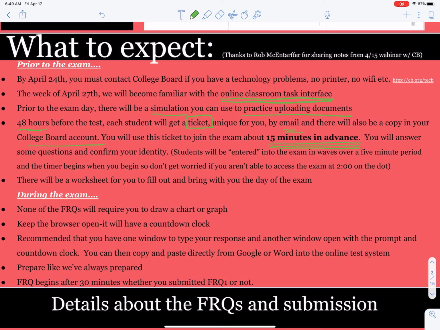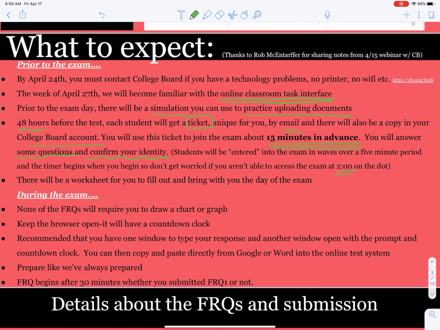But about 15 minutes before the actual exam is to begin, about 1:45, you're going to sit down. They're going to ask you some questions, and they're going to confirm your identity. Now, what I want you to really pay attention to, which I know some of you might get anxious about, I know your exam is supposed to begin at 2 o'clock, and every minute counts.